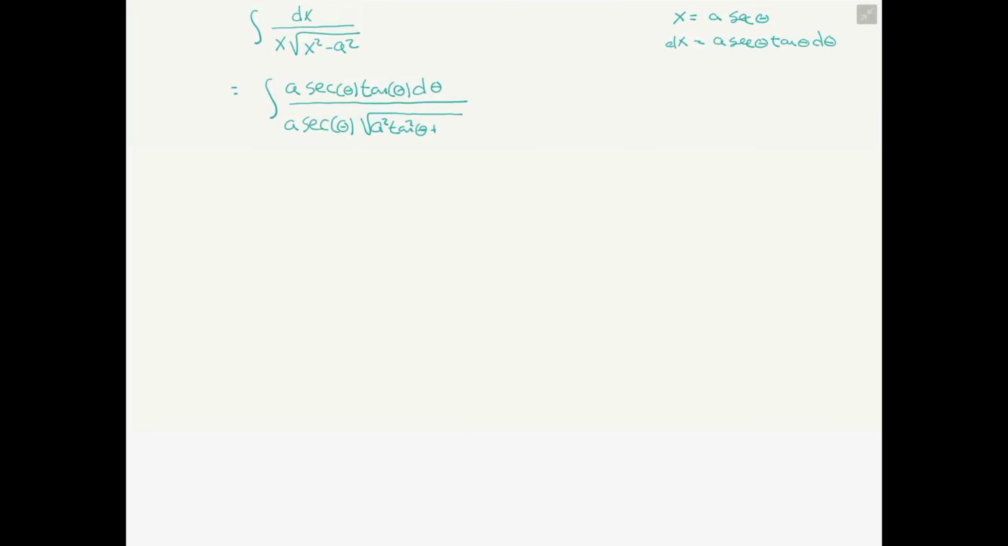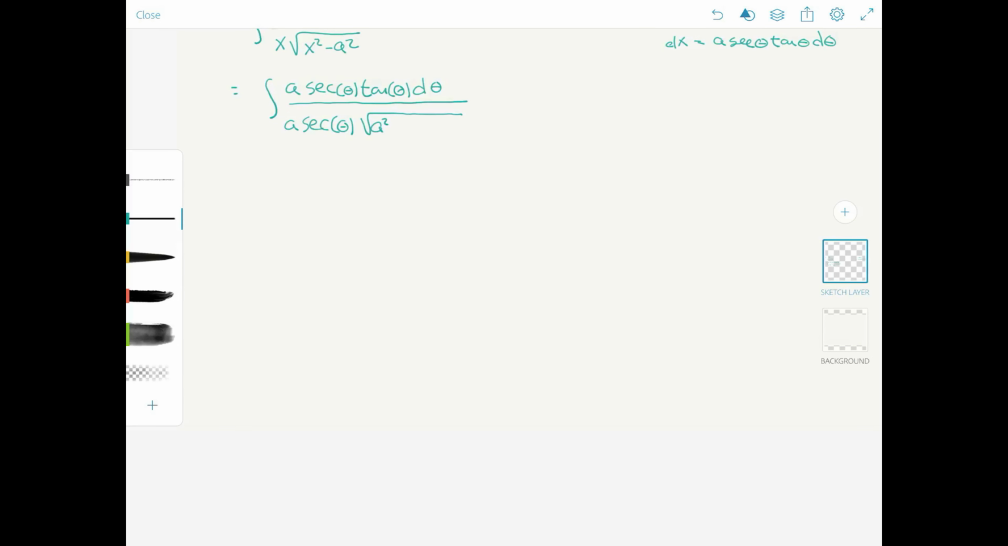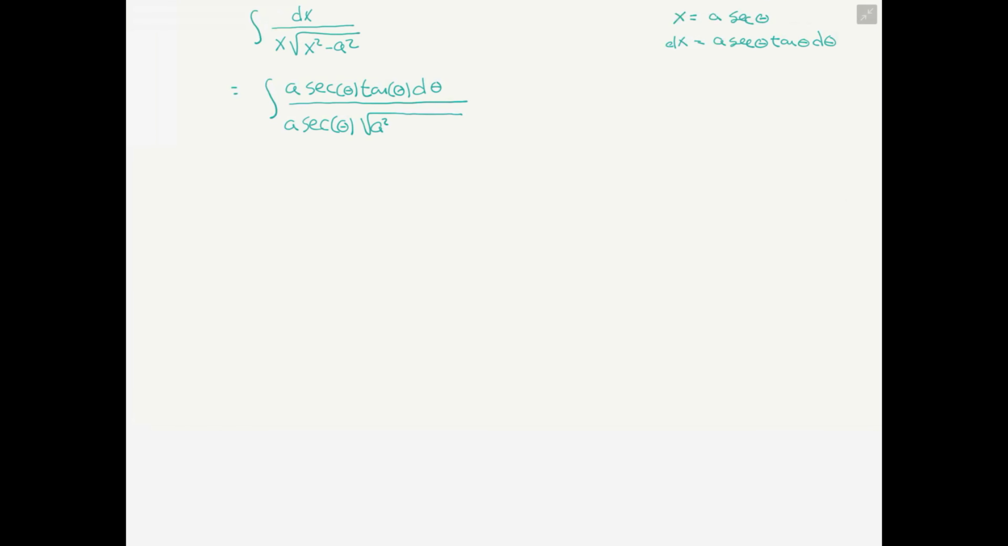let's see, no, we made that wrong. Our substitution was not a tangent. It was secant, so we got to get that right. I'm sorry about that. Doing it a little too hastily. A squared secant squared theta minus a squared. All right, so now we can pull out the a's. When we deal with all the a's, we end up with 1 over a.